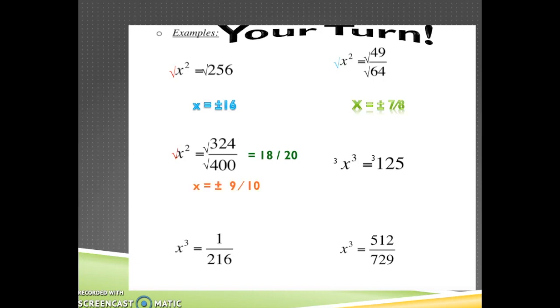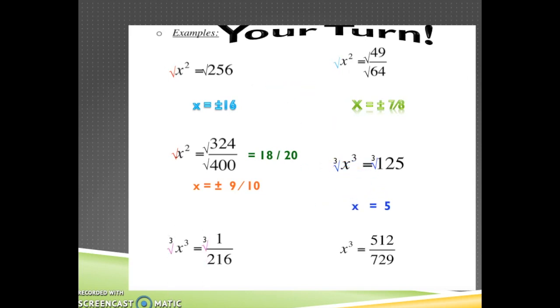If you notice that when you square root 324 and 400, you got 18 over 20. So you are going to simplify. Whenever you can simplify, you need to simplify. We're going to cube root both sides. So the cube root of 125 is 5.